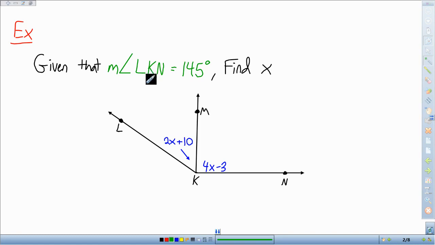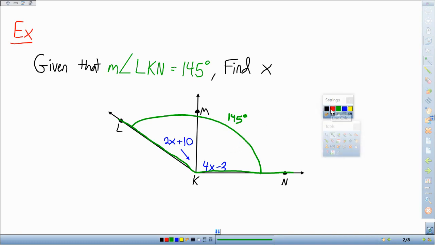Okay, first things first. The measure of LKN. What angle is angle LKN? Well, if you notice, starting at L, going around K to N, LKN is this entire angle. And they're telling us it's 145 degrees. All right. It's not a bad idea to write what I'm writing here. I think it makes it a little bit more clear.